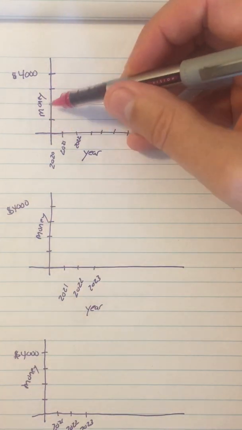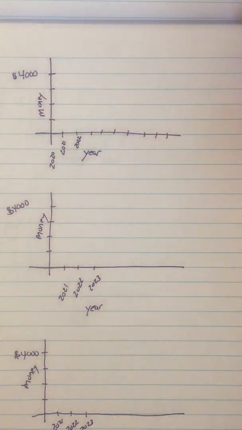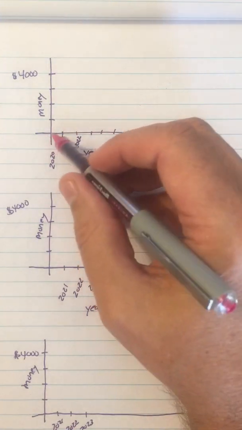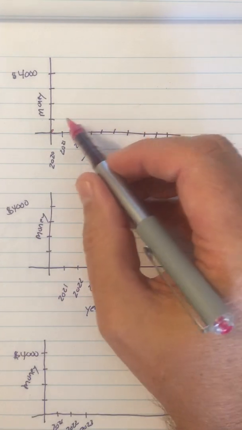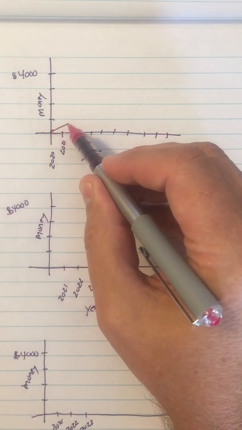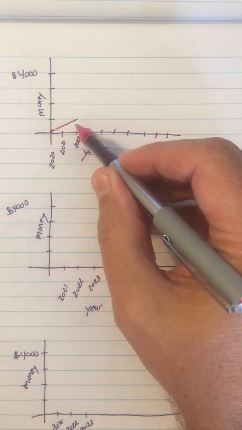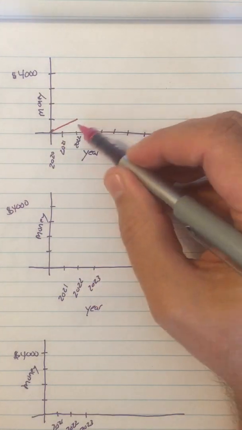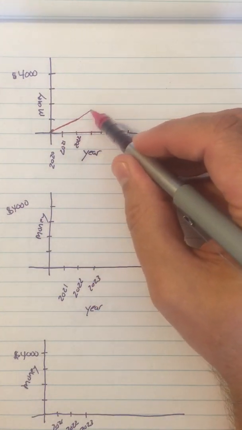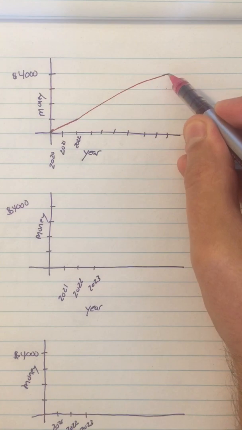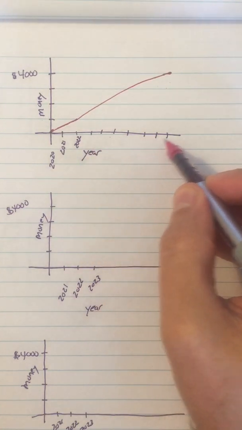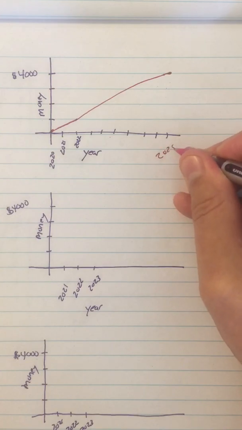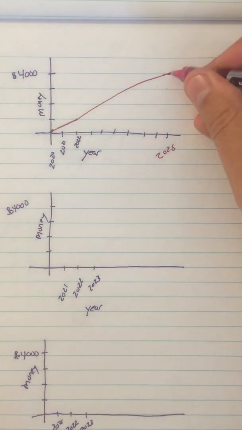Like let's say this is the amount of money I have in the bank, okay? Maybe in 2020, I start with 0 money and I get more and more money. So in 2022, I have $1,000, and I end up, let's say, by whatever year this is, 2, 3, 4, 5, 6, 7, 8. By 2028, I have $4,000 in my bank account.